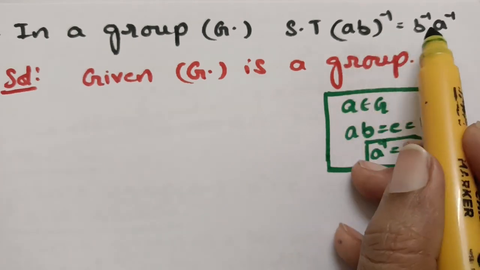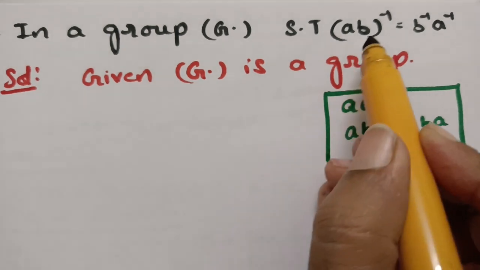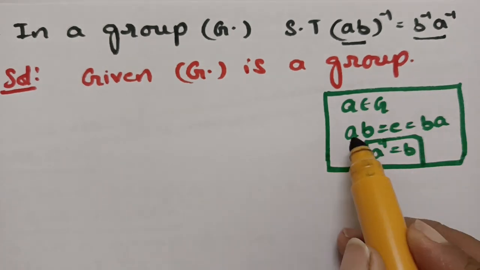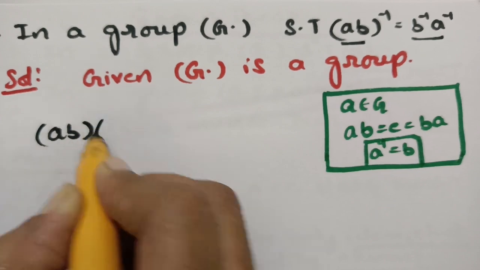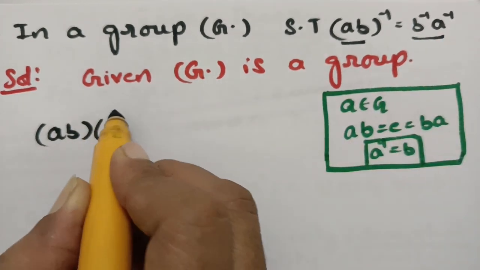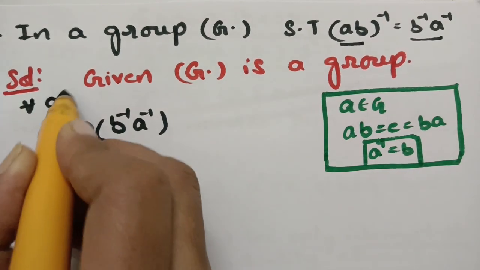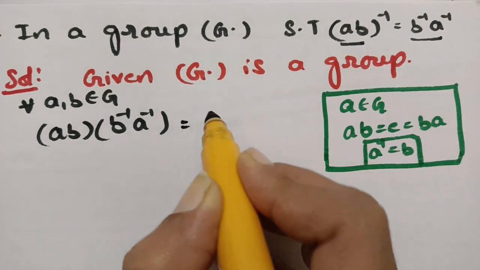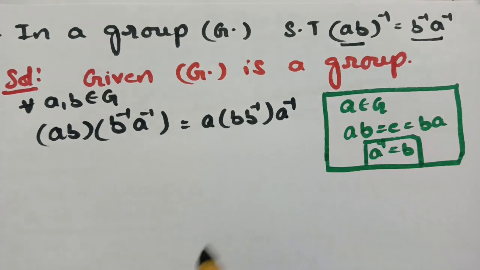And now we have to multiply these two. So in order to show this, what am I going to do? So consider this whole thing as A and this whole thing as B. Then we have to make A into B. So now this is A and the B value here is B inverse into A inverse. If I take two elements, for every A, B belongs to G, so I'm considering these two. And this will be AB into B inverse into A inverse.